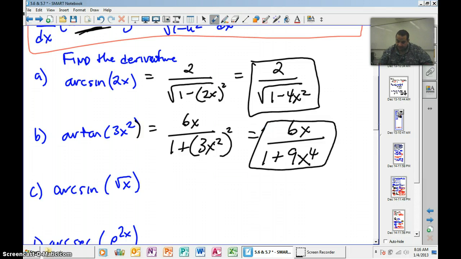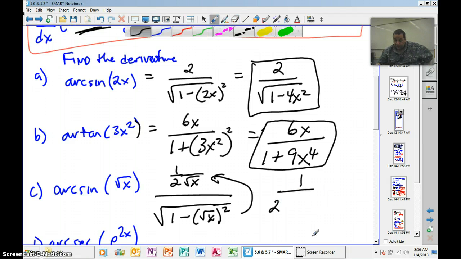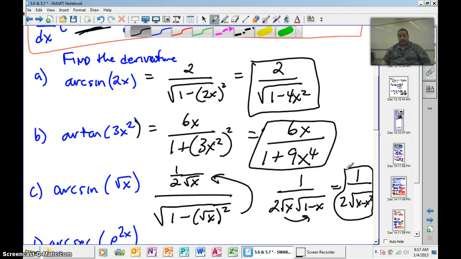Okay? Next is the arc sine of that. So I go to arc sine, I had it up here. It is u prime over the square root of 1 minus u squared. So that's going to be one half x to the negative one half over the square root of 1 minus the square root of x, squared. So I'm going to square this. I'm going to get 1 over 2, I don't want it this long because there's one more step, 1 over 2 square root of x times the square root of 1 minus x. Now I can combine them because they're both radicals. So I'll get 1 over 2 square root of x minus x squared. All this was kind of factoring and making sure it works.